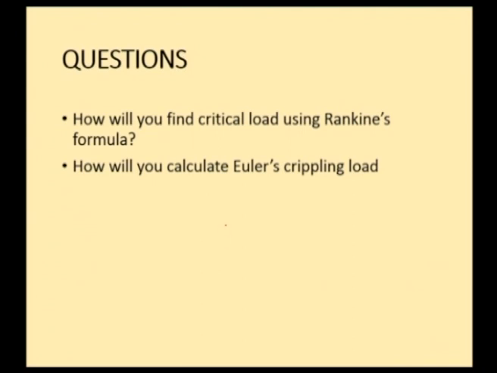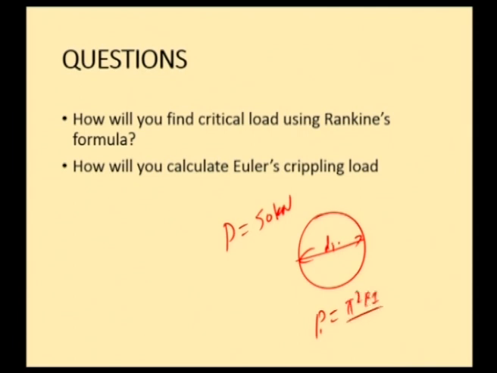Sometimes you may also be given a design problem, that is, the load will be given. For example, you can take the load to be carried as 50 kilonewton, and you will have to find the diameter of the column. What should be the diameter of the column to carry a load of 50 kilonewton, and your end conditions will be given. P equal to pi squared E I by L squared. Using this you need to calculate the diameter of the column.